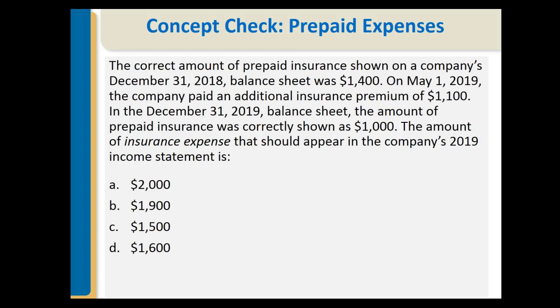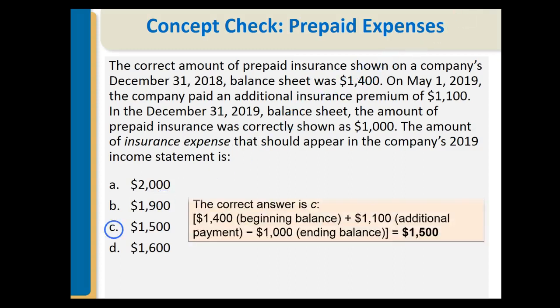So we've got a beginning balance of $1,400. We paid an additional $1,100. That makes it $2,500. At the end of the period, if we're showing only $1,000 left, that means $1,500 of this was taken out. It was debited to insurance expense, and we credited our prepaid insurance.